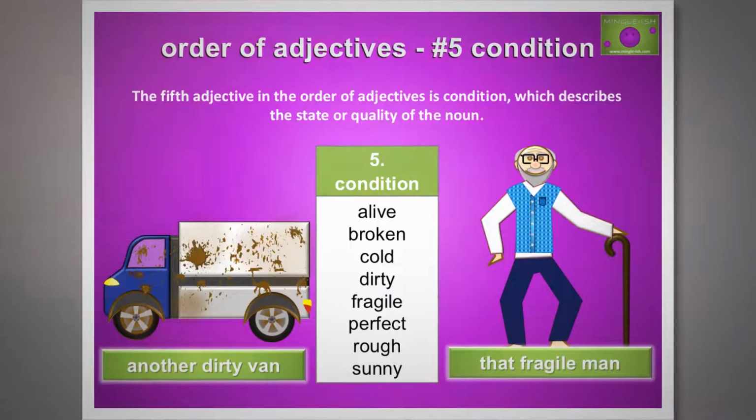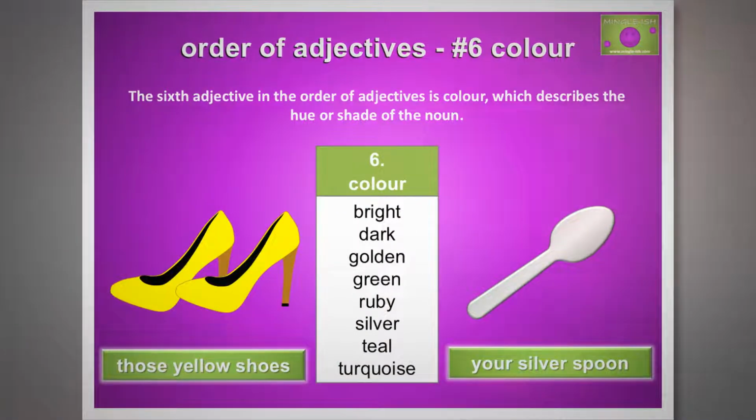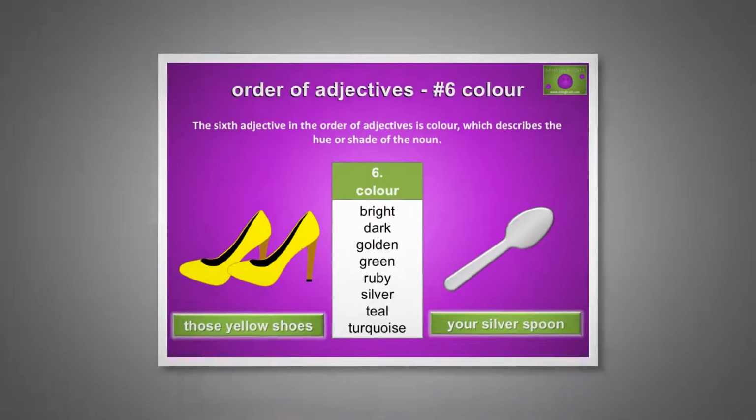The fifth adjective is condition, which describes the state or quality of the noun. Another dirty van and that fragile man. The sixth adjective is colour, which describes the hue or shade of the noun. Those yellow shoes and your silver spoon.